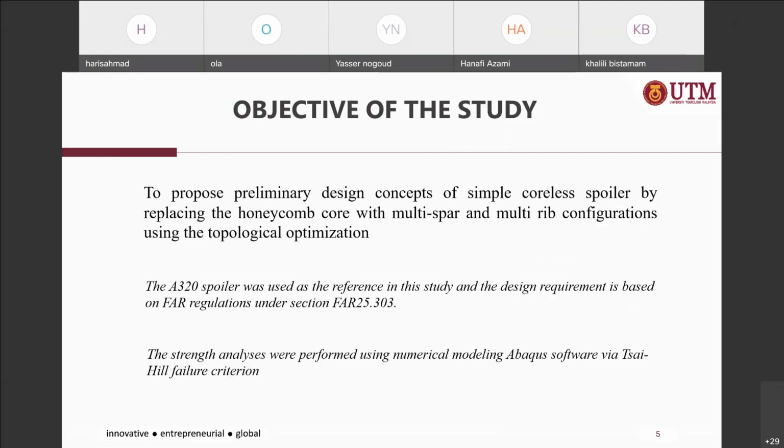For this study, the A320 spoiler was used as a reference, and the design requirement is based on the FAR regulations under section FAR 25.303. The strength analysis, the buckling analysis, and so on were performed using numerical modeling in Abaqus software, and we used the Tsai-Hill failure criterion to analyze the strength of the structure.